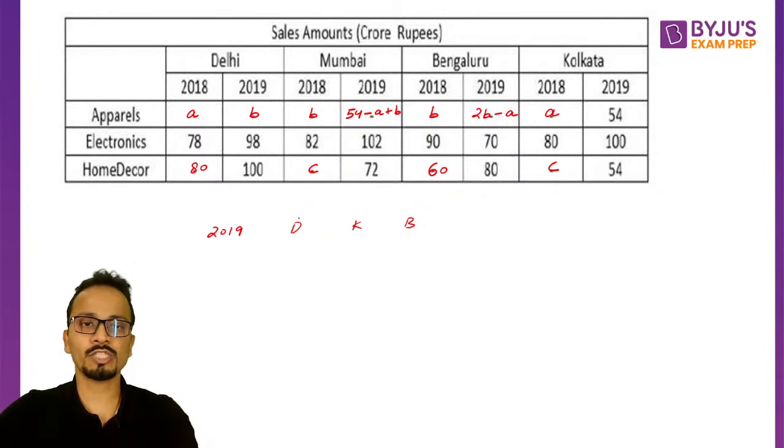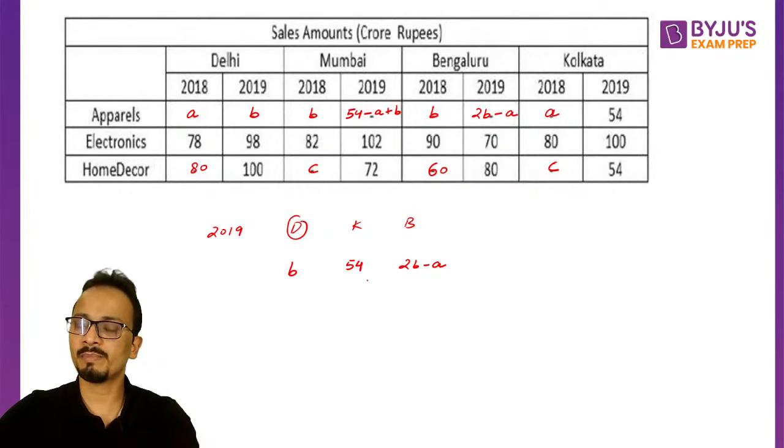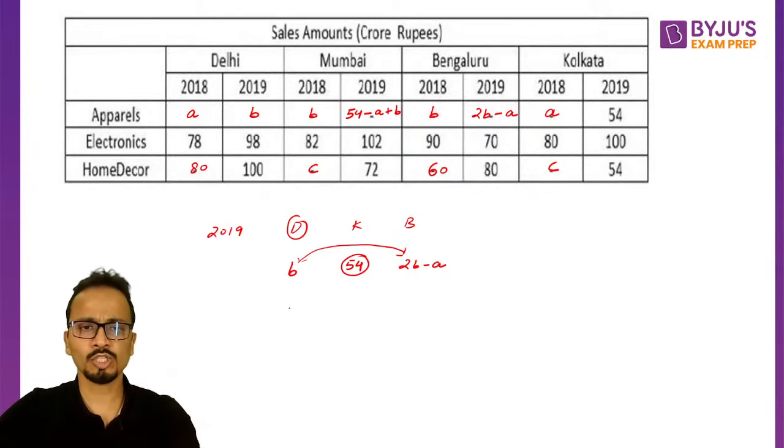Okay. So first of all, Delhi का value लिख लेते हैं 2019 का. It is B. For Kolkata, it is 54. And for Bengaluru, it is 2B minus A. All right. Now these three values are in arithmetic progression. So I can say that the sum of the extreme values is twice the middle one. So I can say that 3b minus a is equal to 108.